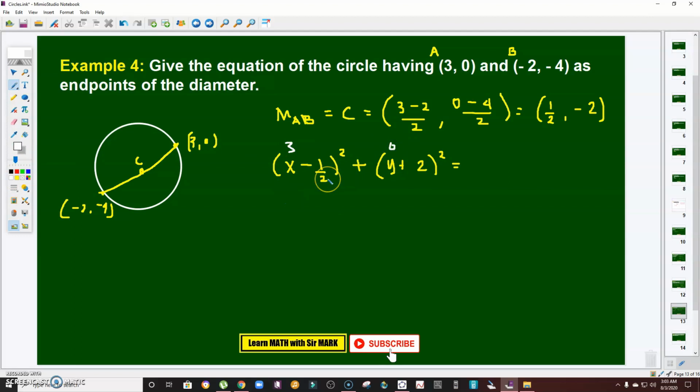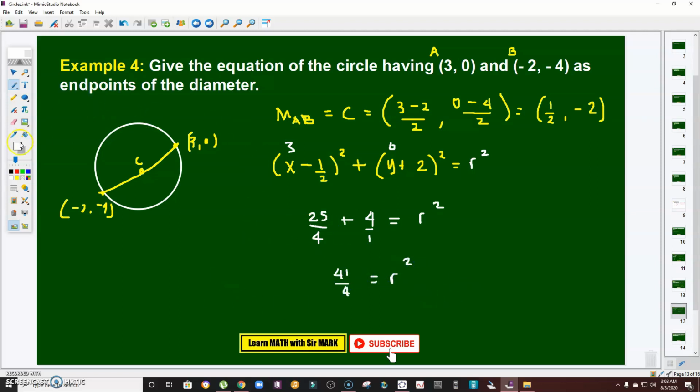Alright, 3 minus 1/2, that will be 5/2, right? So that will be 25 over 4. Why? So you're going to square 5 over 2. Okay, next, plus 0 plus 2 to be squared, that will be 4. See that? So that will be your r squared. So meaning to say 25 over 4 plus 4, that will be 25 plus 16, right? And that will be 41 over 4. This is actually your r squared.